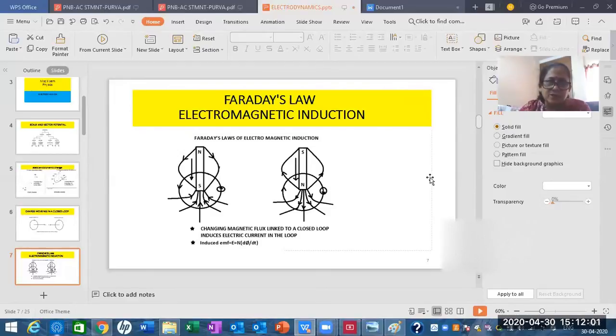So the direction of the current induced in a loop is decided by the direction along which you are moving the south and north. So if south is approaching the loop, current will be in one direction. If you reverse it, take it back, then what happens? The current induced will be in another direction.